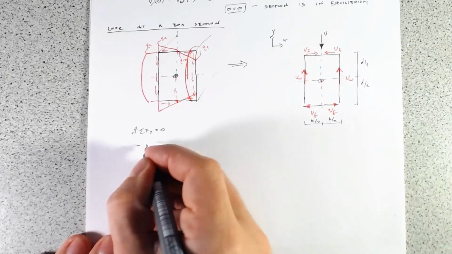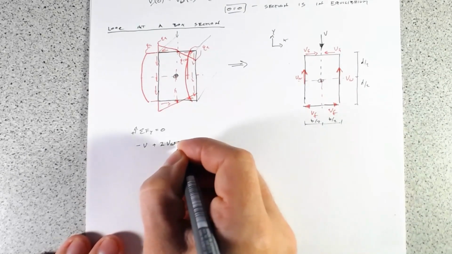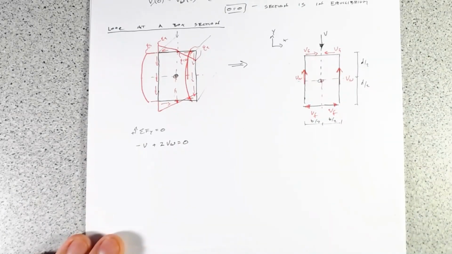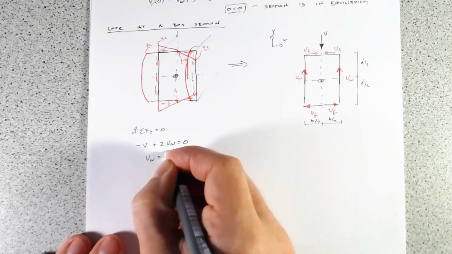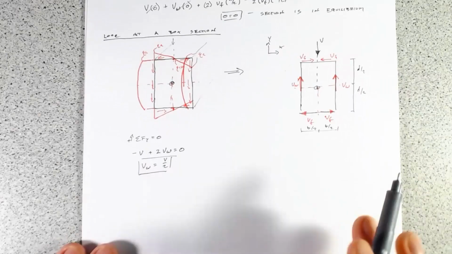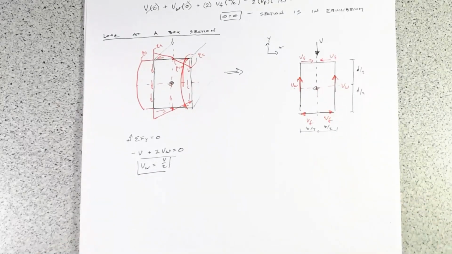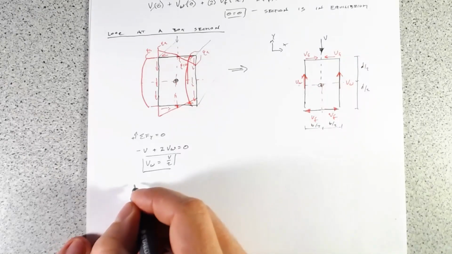And we get minus v plus 2 v sub w equals 0. And we see that v sub w equals v over 2. And that makes sense from everything we know from doing statics with simply supported beams with a point load in the middle. This is just symmetry working out for us. Well, let's sum our forces in the x.